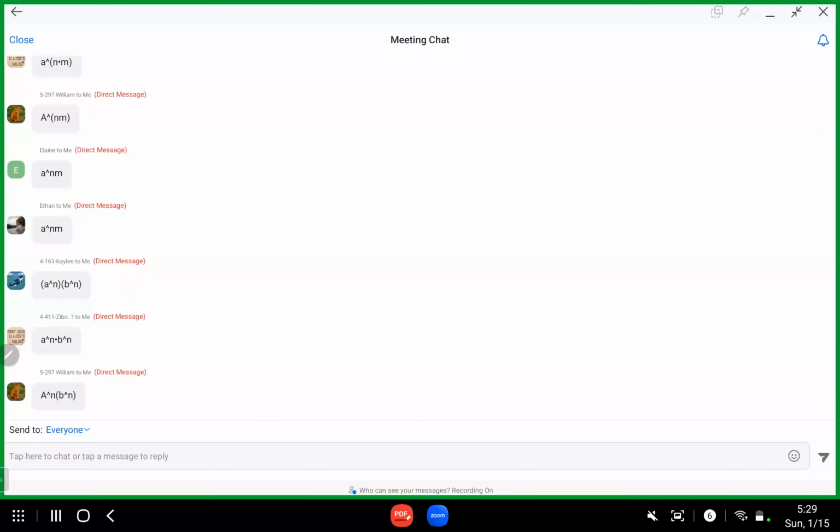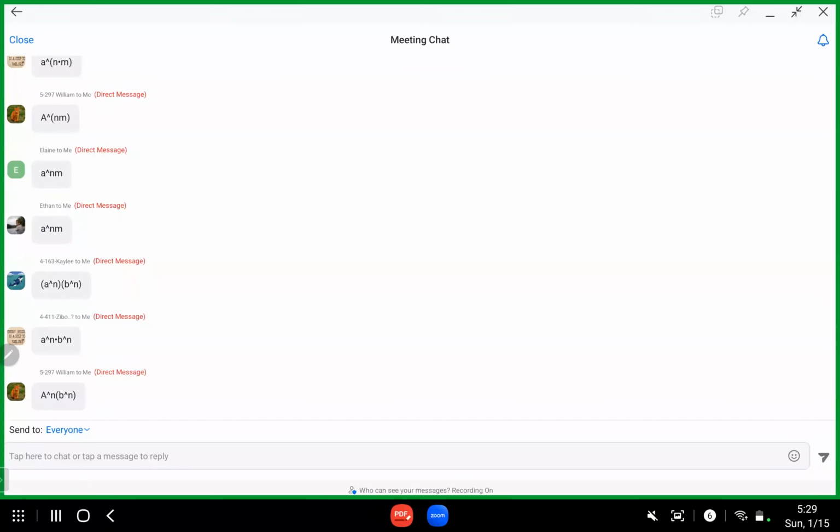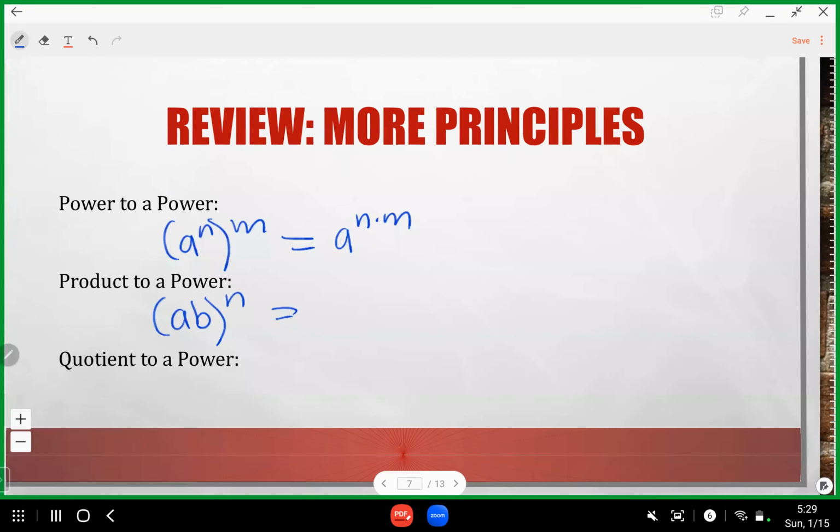All right, let's look at the chat here. It's just going to be a to the n times b to the n. Very good. What you're going to do is kind of like distributing something, distributing the exponent, right? All you have to do is distribute the exponent to each of the objects in this product: a to the n times b to the n.